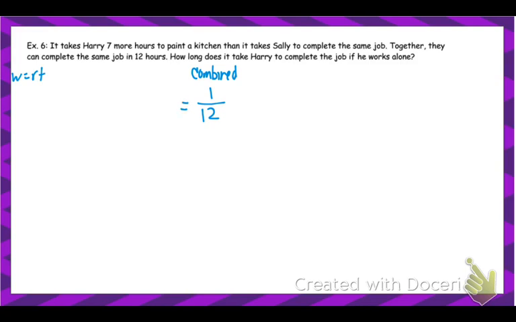Individually, let's look at what they have. So individually, it takes Harry 7 hours more. So he can paint one kitchen in 7 hours plus Sally's rate. Sally, we don't know her rate, but again, one kitchen in her rate. So that's Harry and that's Sally.